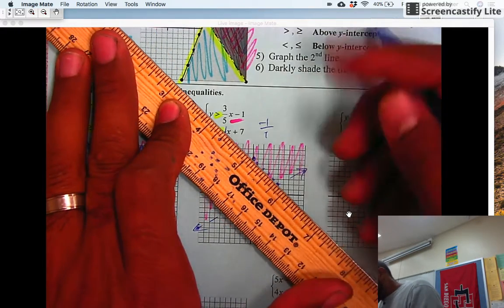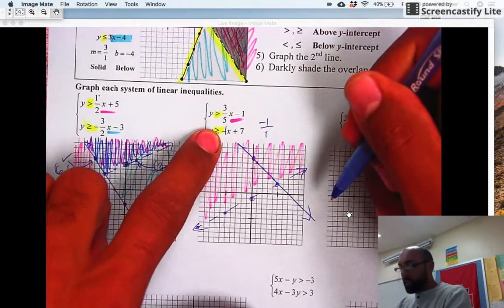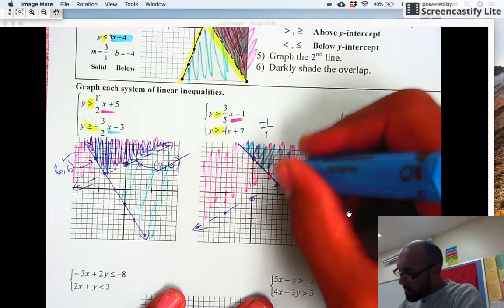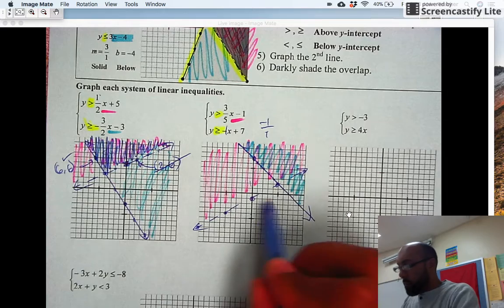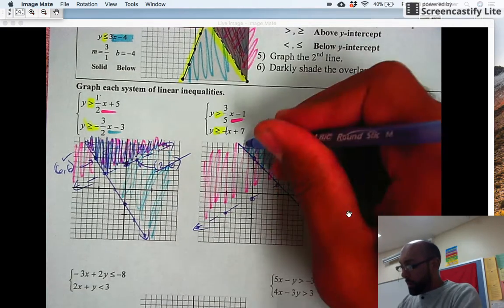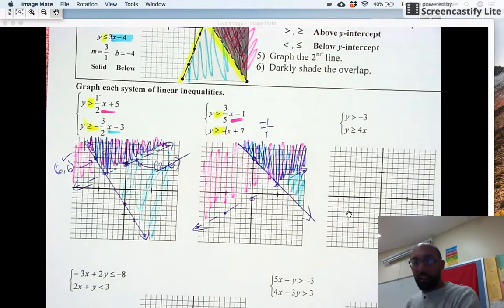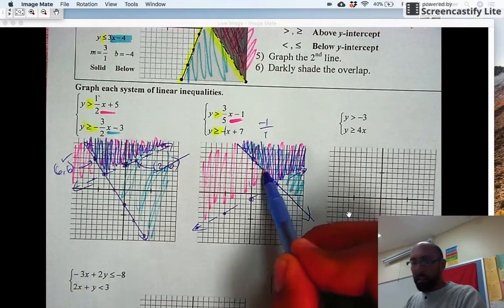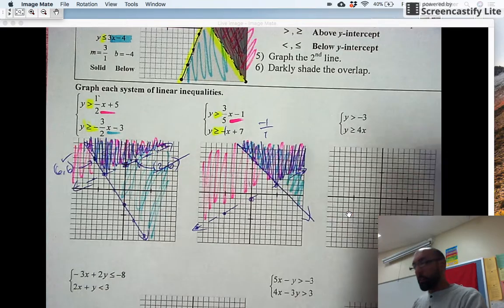This one's going to be solid, with arrows, always. Now this one says greater than, so above this line is here. So they don't both have shade here. Only the pink here, only the blue here, but it's both blue and pink here. Here's your final answer. Okay, again, not an answer on this line. That is an answer on this line. But then here, any answer, anywhere in the shade.